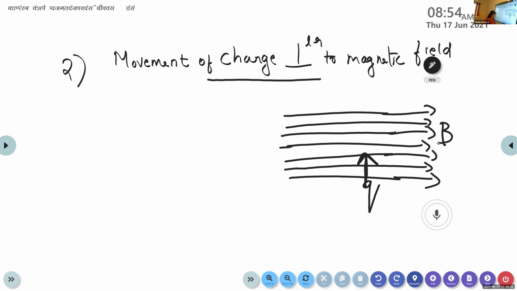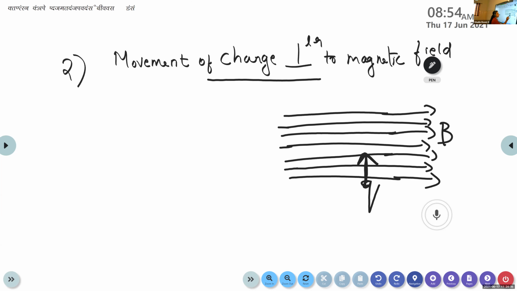Consider a uniform magnetic field. To this uniform magnetic field, a charge enters perpendicular to the field. Now we can check what happens to the movement of the charged particle inside this uniform magnetic field.